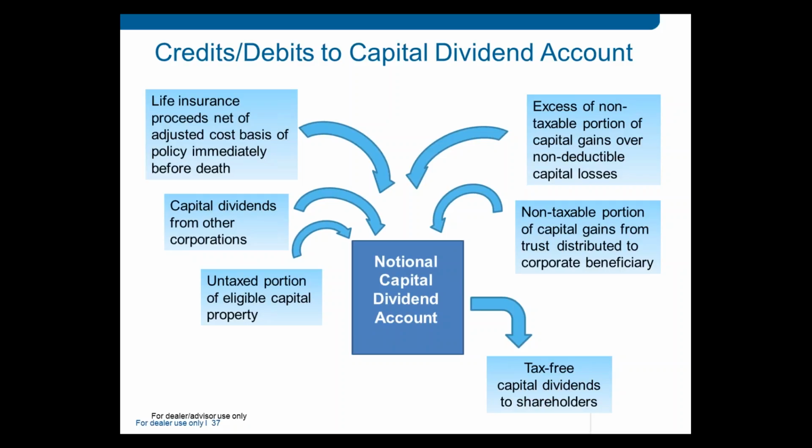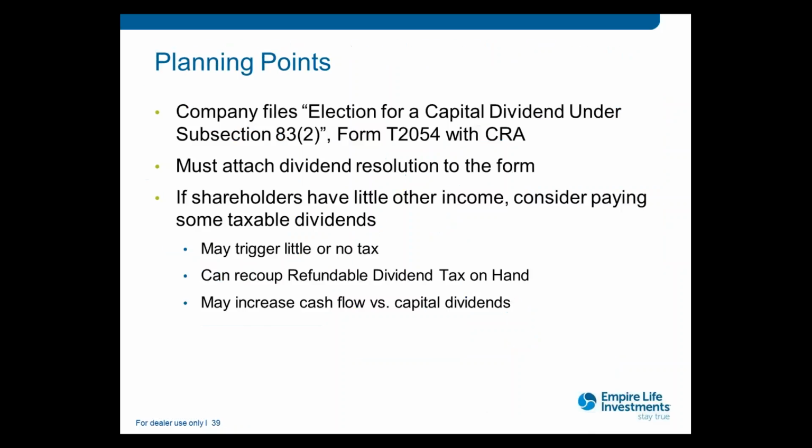The company then would file an election for a capital dividend under the Income Tax Act with the Canada Revenue Agency. They attach a dividend resolution to the form, which simply states we're going to be declaring a dividend. We're going to declare that as a capital dividend, and by filing that form, making that election, they can then write themselves checks out of that capital dividend account. If the shareholders have little other income, maybe they should consider paying some taxable dividends. Accountants will frequently say, maybe do that. It may trigger little or no tax, but remember as well that most of these corporations that have got passive investments in them may also have refundable dividend tax on hand. So they've been earning dividends on those investments and other issues.